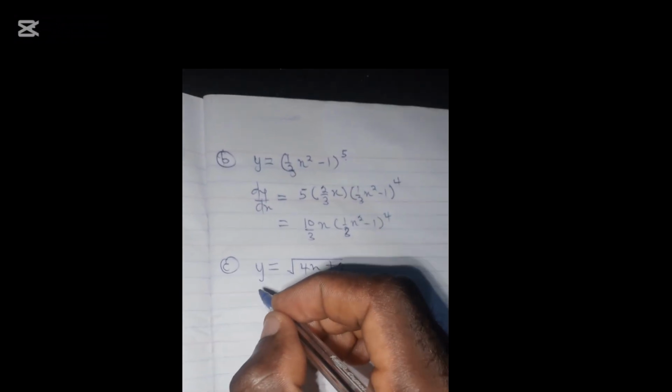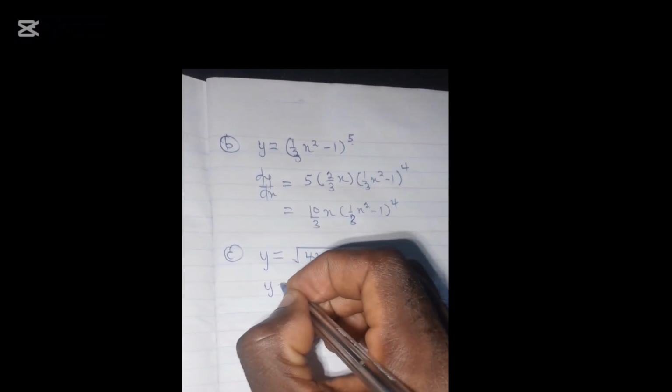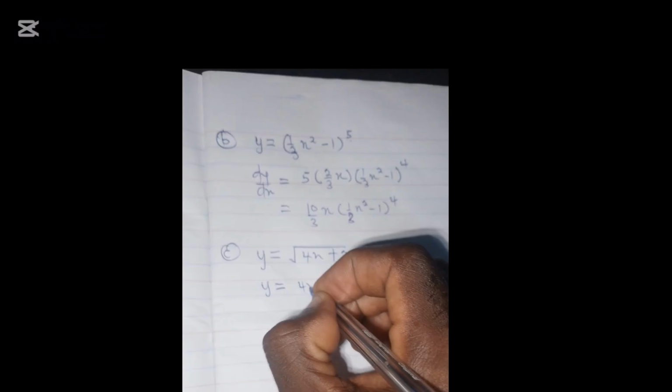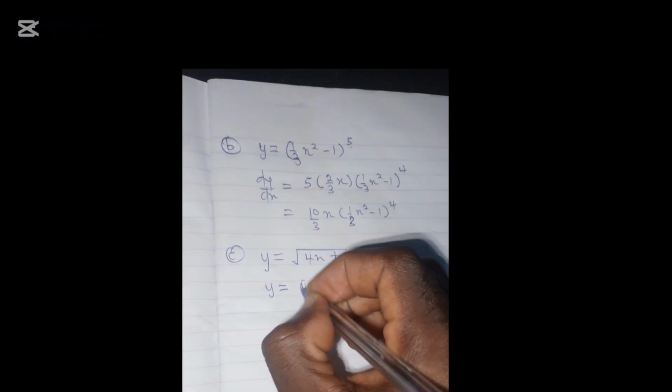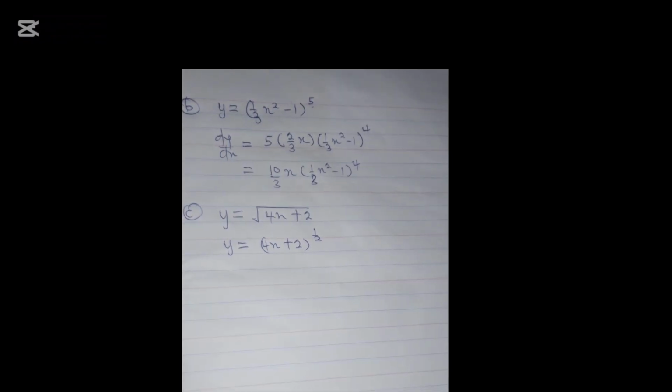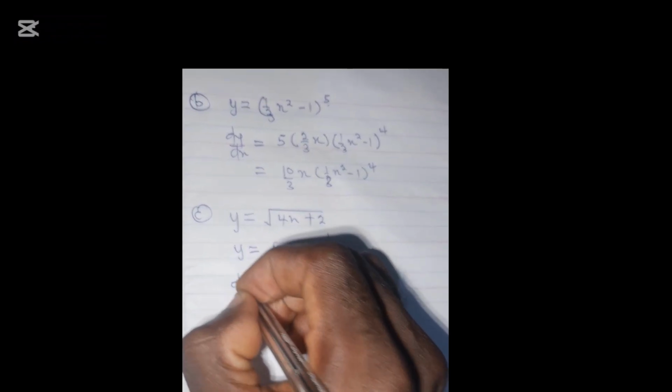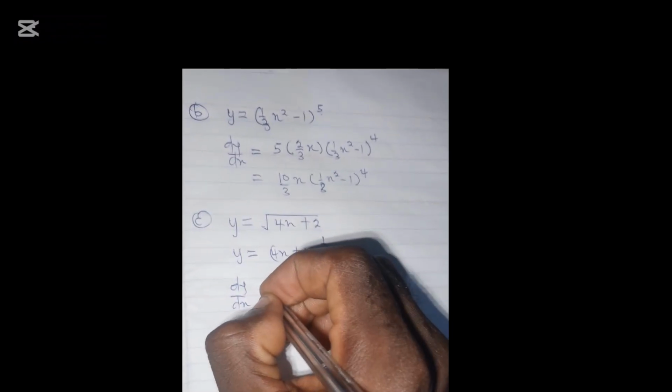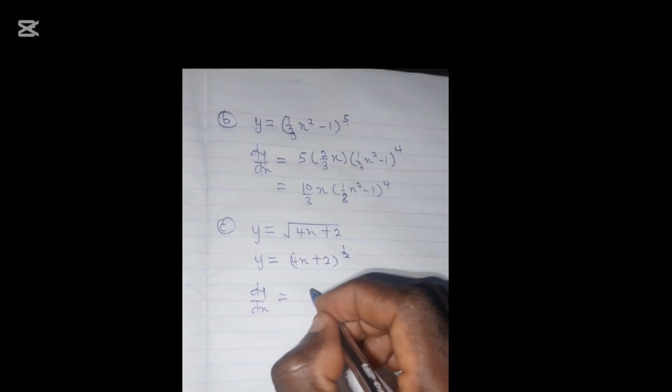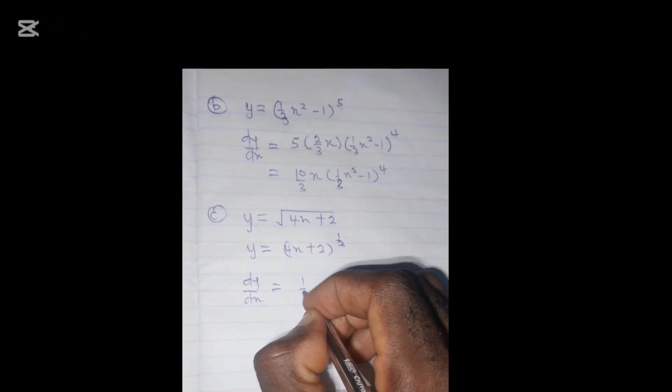Now, you see, this is not written like a power, or with something in a bracket with a power. However, it can be rewritten as 4x plus 2 all raised to the power half. Remember, square root means raised to the power half. At the moment you have it this way, then your dy dx becomes, first of all, you bring the half down, that is the power, so you're going to have 1 over 2.